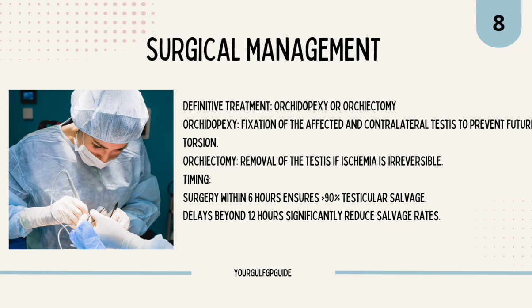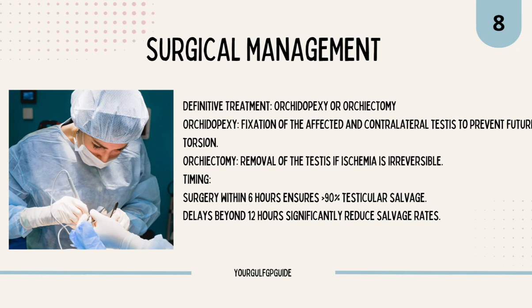Orchidopexy means fixing the testis to prevent torsion by itself. That is what we do with orchidopexy. Orchidopexy is not just done on the affected side, it is also done on the contralateral side, because this patient is prone to torsion. He can have torsion after a few months or after a year or whenever, he is more prone to it. To prevent that in future, we do a contralateral orchidopexy as well.